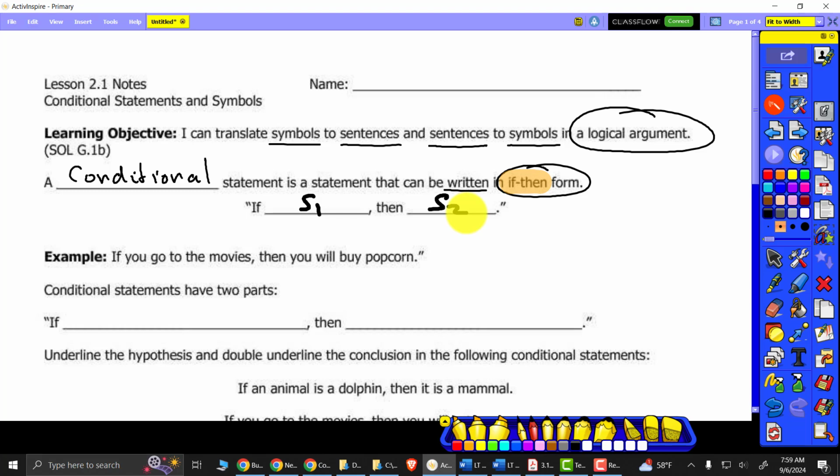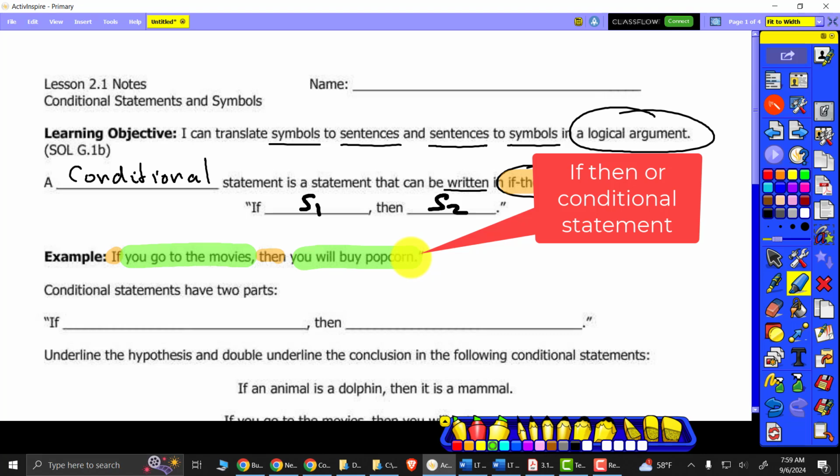So here is an example. So we have here if, then. So if you go to the movies, then you will buy popcorn. So this is an example of an if-then statement.